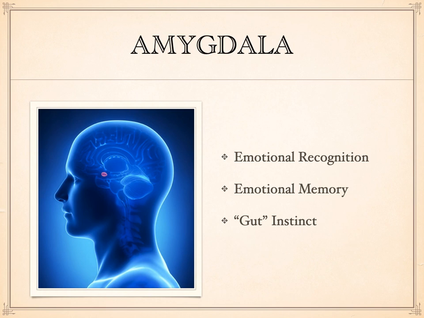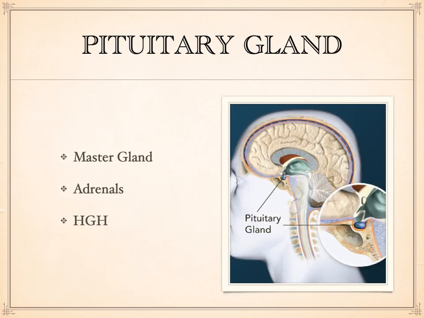So, going with your gut is a function of the amygdala. The pituitary gland, which sits right below the amygdala, is the master gland for your entire body. Your body works two ways. It works with chemicals and it works with electricity. And so the chemicals that are making your brain work come from glands that are around your body, right?